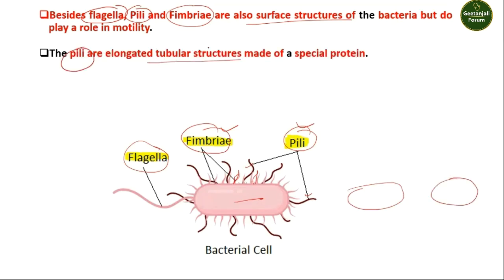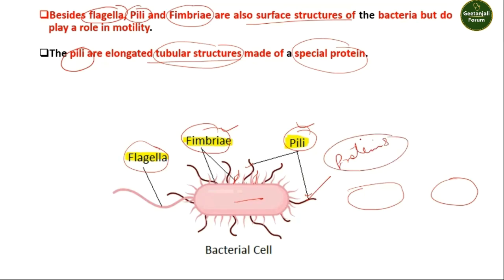Pili are elongated tubular structures which are made up of special protein. So pili are made up of protein which can vary in bacteria. Different bacteria can have different types of protein in their pili.